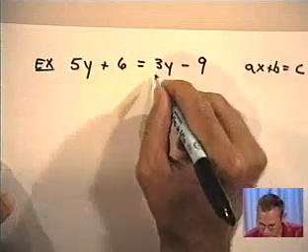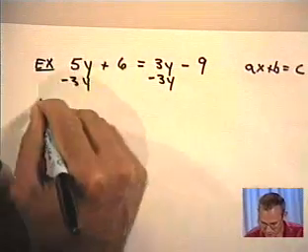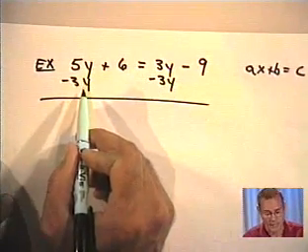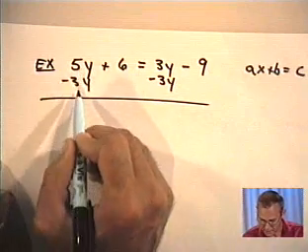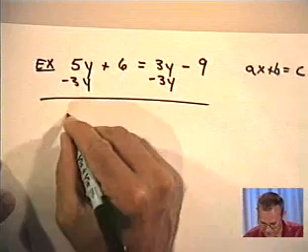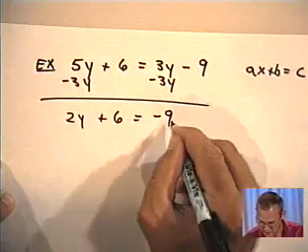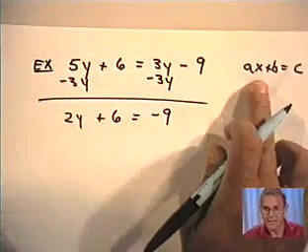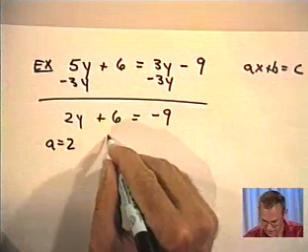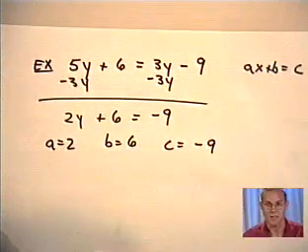I move the 3 y's over here by subtracting those over. Remember, whatever I do to one side of the equation, I must do to the other side. 5y minus 3y, if we remember, we add the coefficients, we combine them, so we get 2y plus 6 equals negative 9. My b would be 6, and my c would be negative 9.